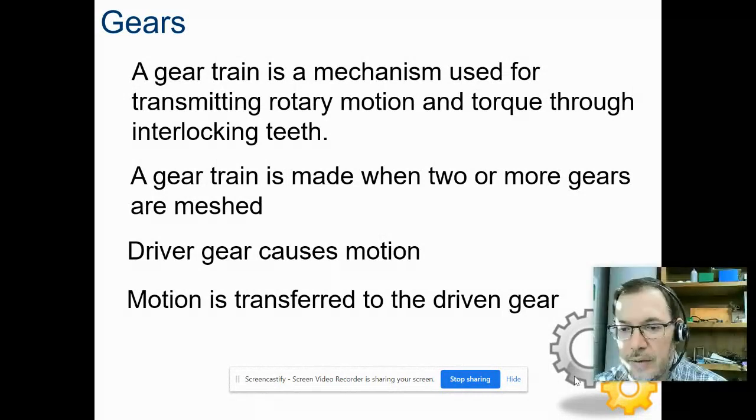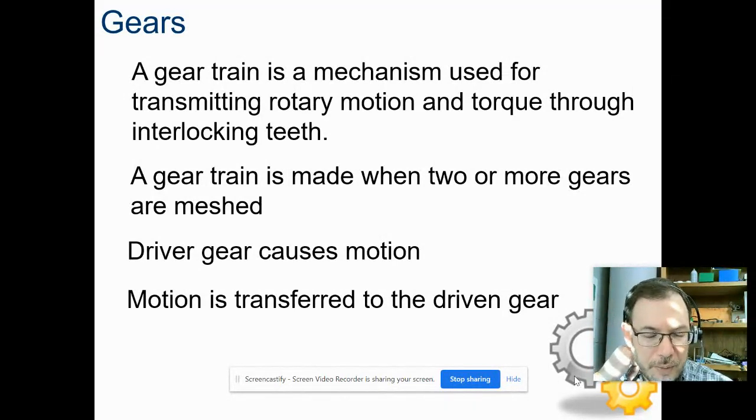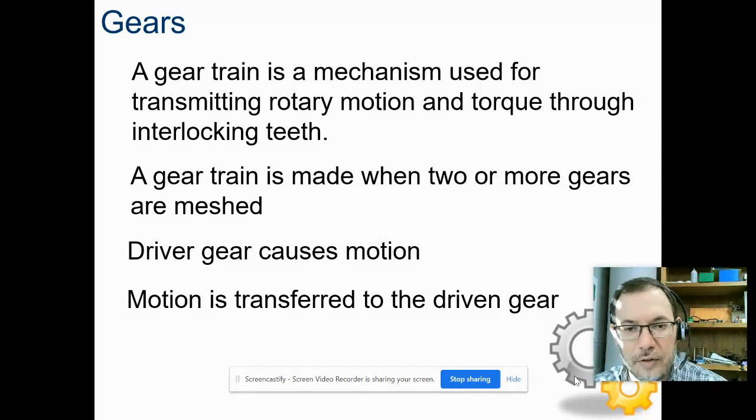But there are also worm gears. There are bevel gears. We have helical gears where the teeth are not perpendicular to the face, but actually curve along the edge of the gear itself. Lots of different types, rack gears, things like that. So lots of different gear types are out there. But what makes it a gear train is that we have two or sometimes more than two gears meshed together where the teeth are interlocking, and as one turns, it causes another one to turn.